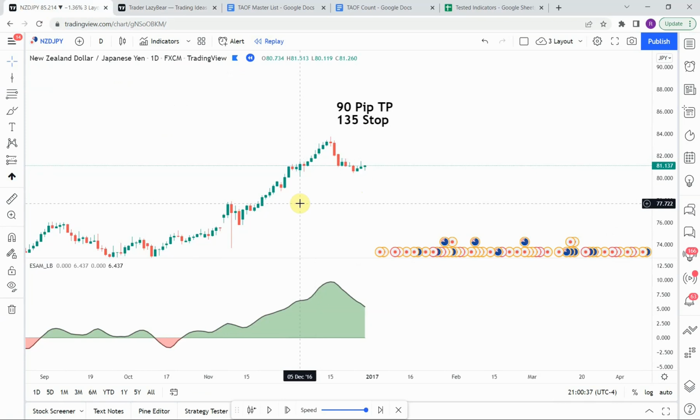Today we will be testing Ehlers Smooth Adaptive Momentum Indicator.